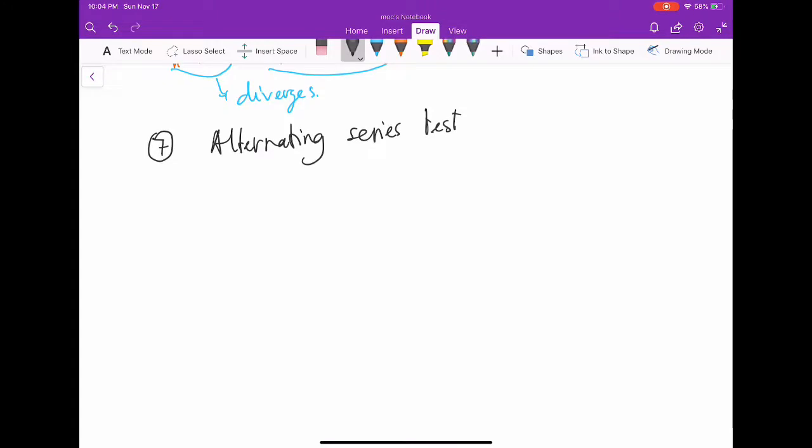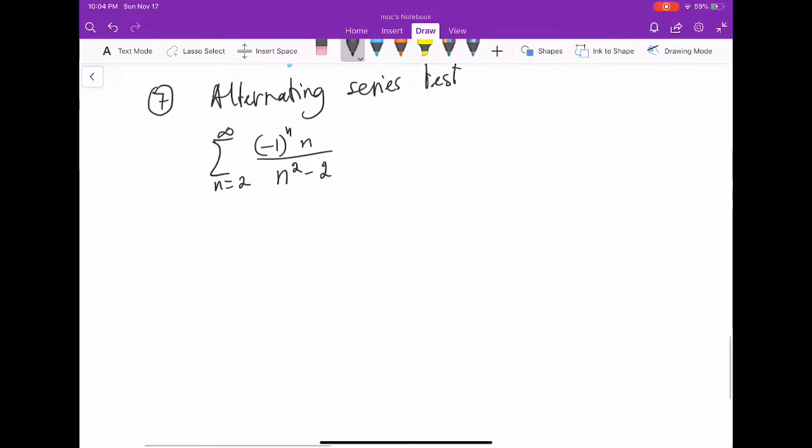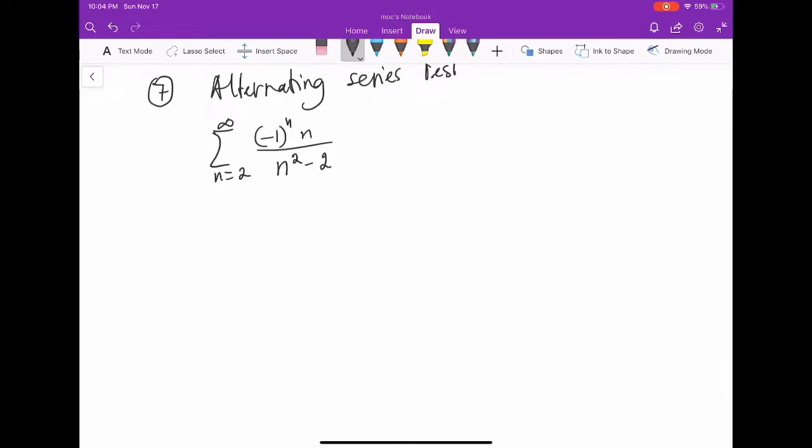Suppose that we have the following series, sum n from 2 to infinity, -1 to n, and in here we have n over n squared minus 2. So this is an alternating series, right? And in this course, if you see some alternating series, we need to use the alternating series test. Of course, I will not give you a diverging alternating series. That's not my purpose. So you have this. Let's use the alternating series test.